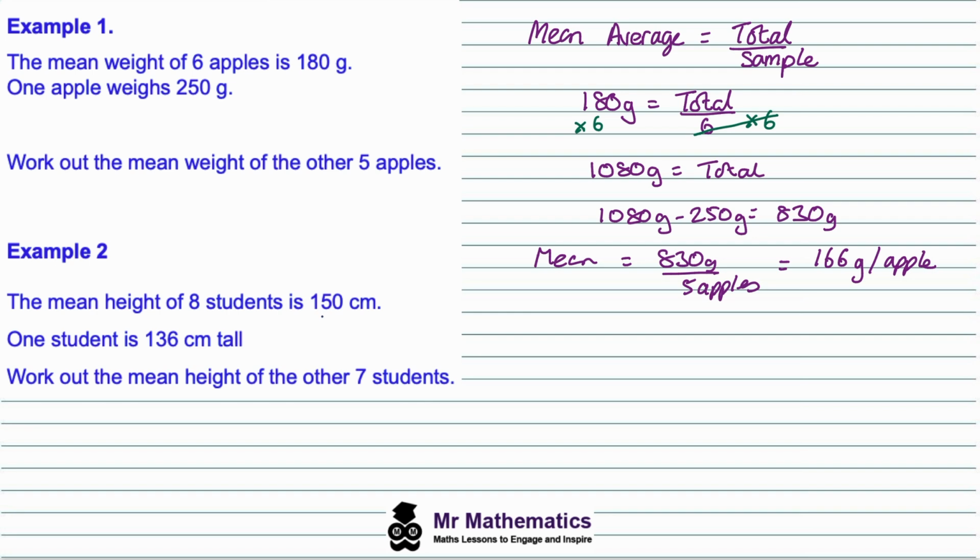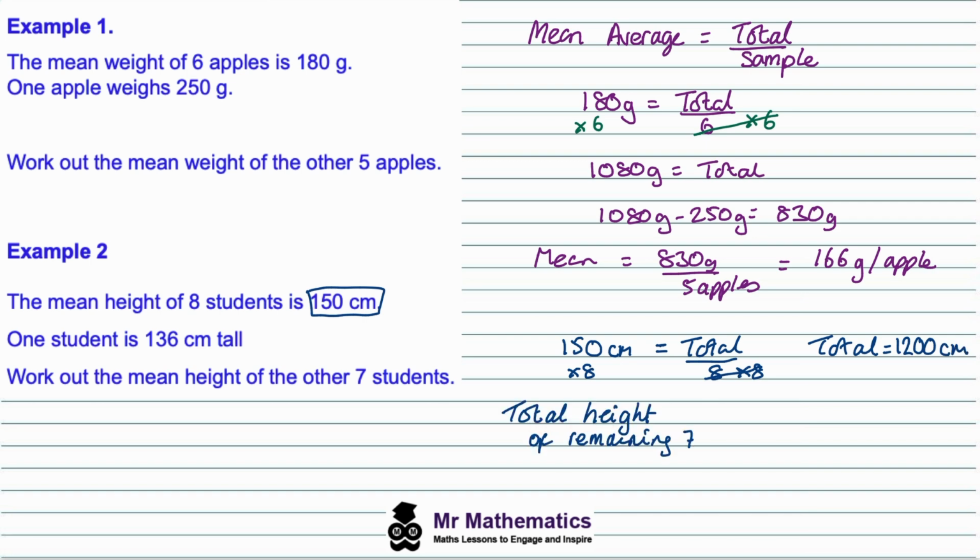Okay, so welcome back. We've got the mean average of 150 centimeters. This will be the total of the 8 students divided by 8, the number of students. So we can work out the total. We'll multiply both sides by 8. These will cancel. And 150 times 8 will give us 1,200 centimeters.